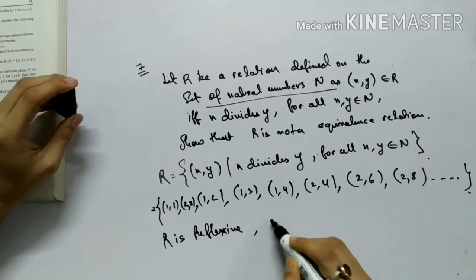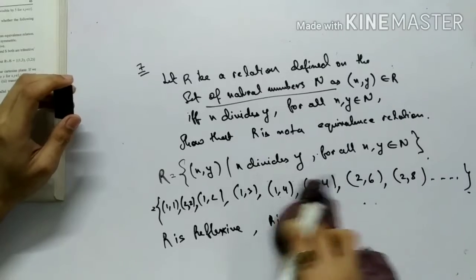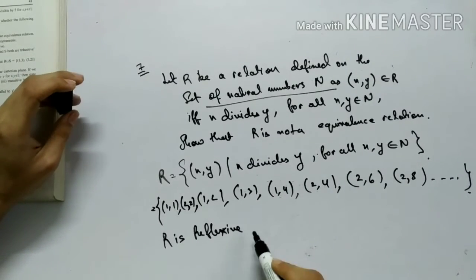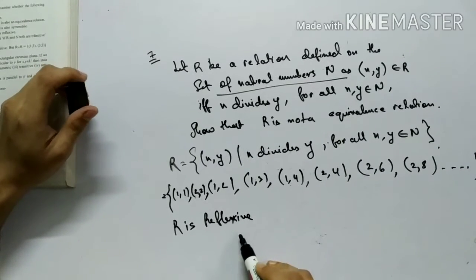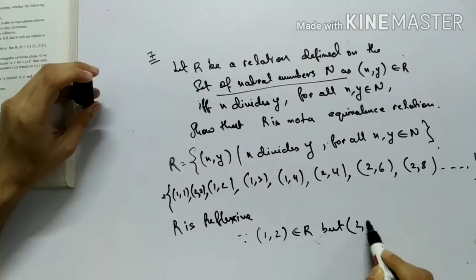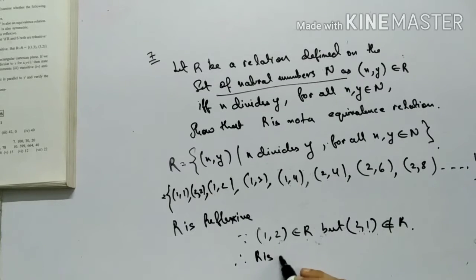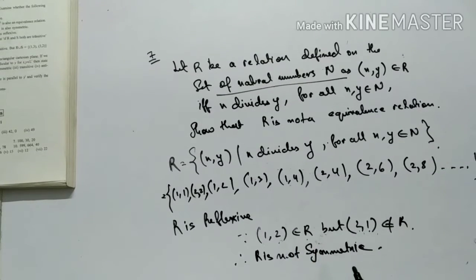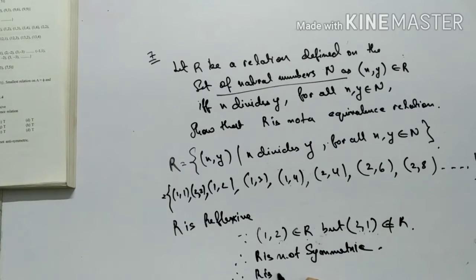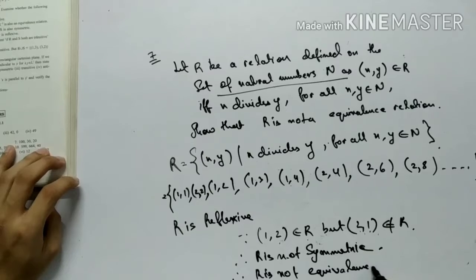Now you see, R is not symmetric. You can write that since (1,2) belongs to R, but (2,1) does not belong to R. Yes, 1 divides 2, but 2 does not divide 1. So (1,2) belongs to R, but (2,1) does not belong to R. Therefore R is not symmetric, so directly you can say that R is not an equivalence relation.